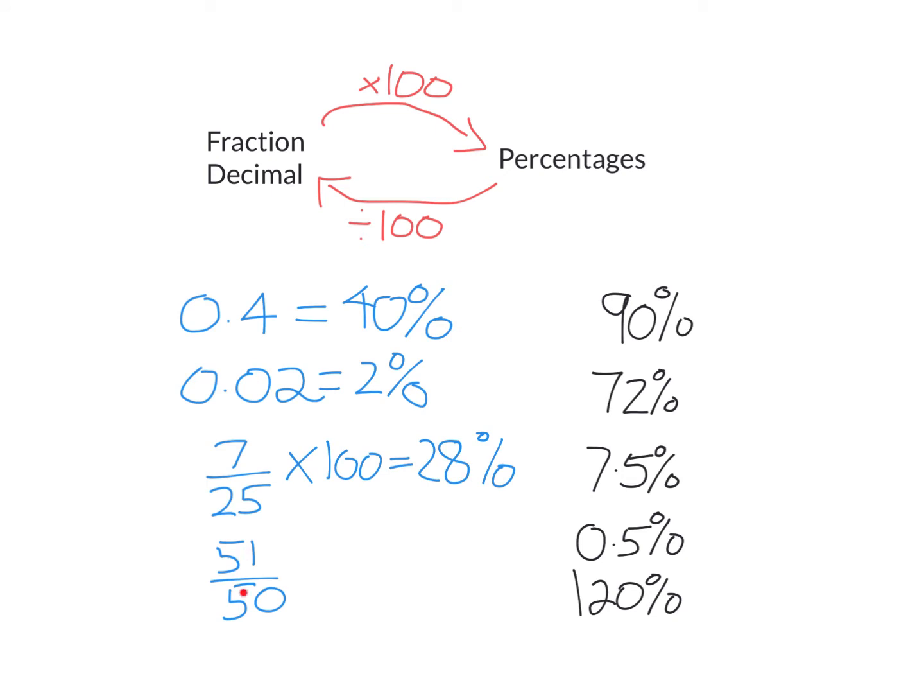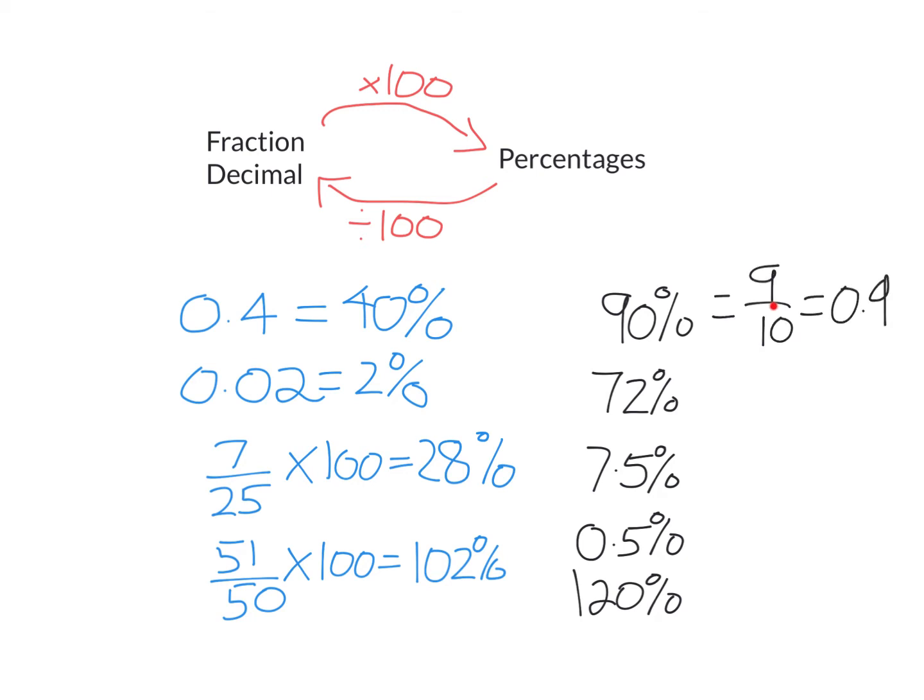So what about this fraction here, which is improper? Well, there's no different rule for improper fractions. If I want to convert to a percent, I just times by 100, and I get here 102%. You can have percentages over 100. All right, let's take each of these percentages and convert to a fraction or decimal. So all I do is divide 90 by 100 on my calculator. So as a fraction, it's 9 over 10, and as a decimal, it's 0.9.